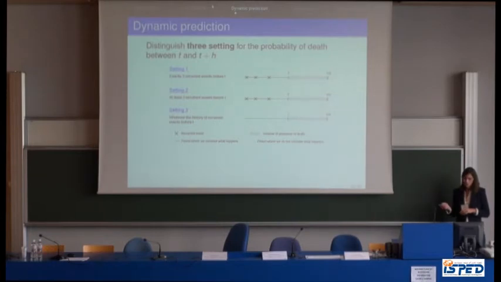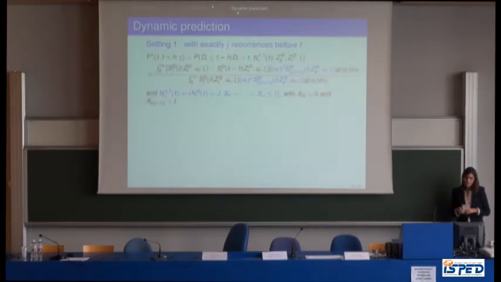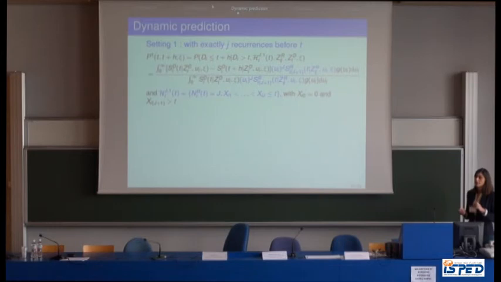So in more detail, in the first setting, as I said, we wanted to adjust on the number of recurrent events before time t. So in this case, when the patient arrives to the clinician, we say that he has exactly n or j recurrent events.